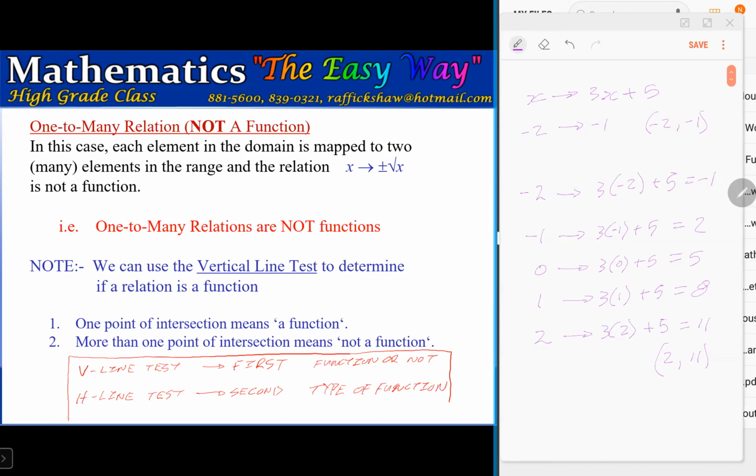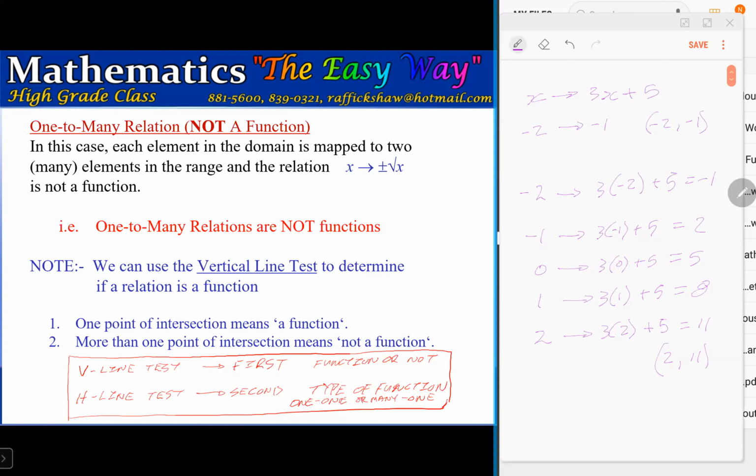You must always do the vertical line test first on a graph. That's when you want to see if a graph is a graph of a function or not, and also what kind of function it is. Remember, the type of function is either one-to-one or many-to-one. Those are your kinds of function. But you have to do the vertical line test first to see if it's a function or not. If it is a function, then the horizontal line test will tell you what kind of function it is. But if it is not a function, then you stop.